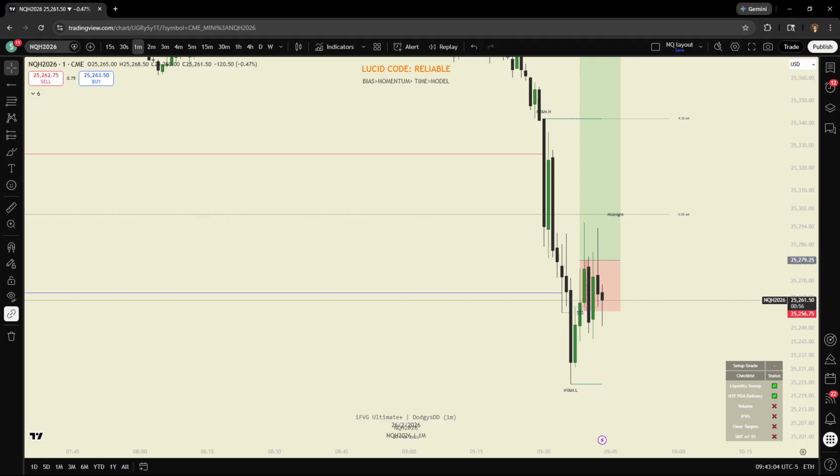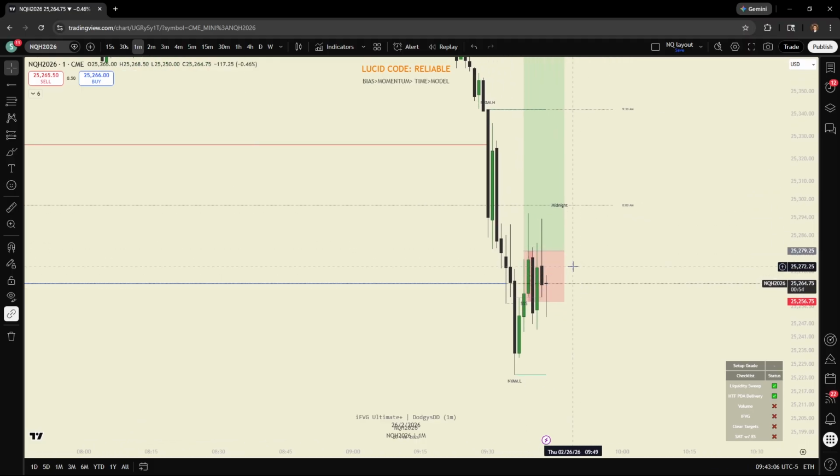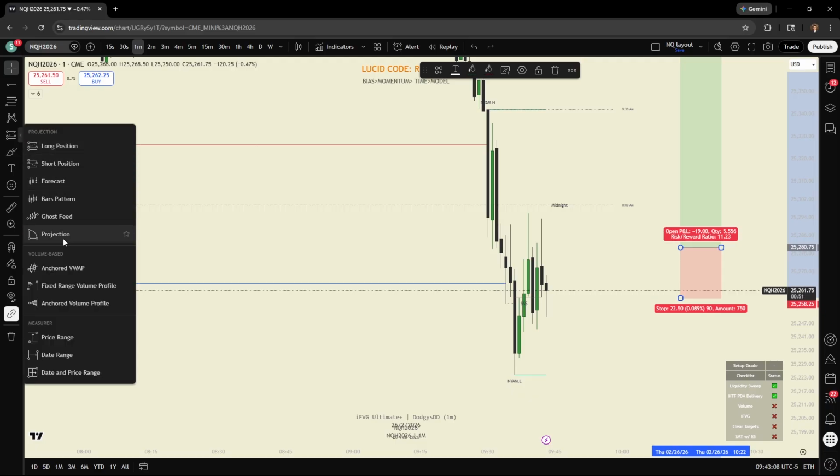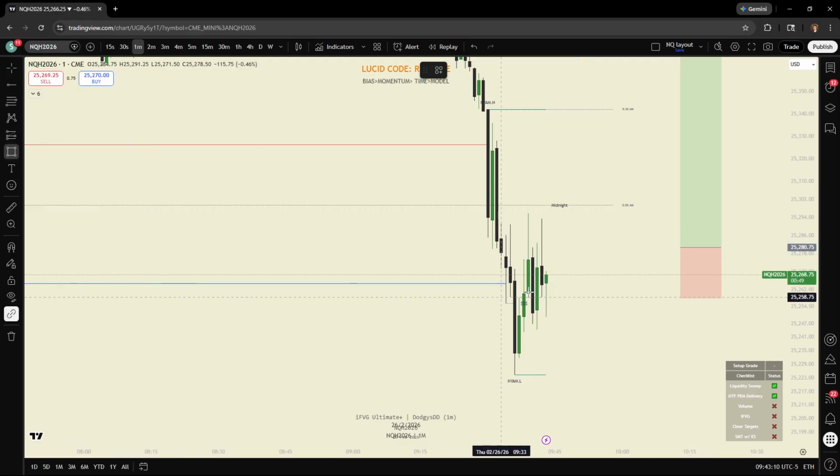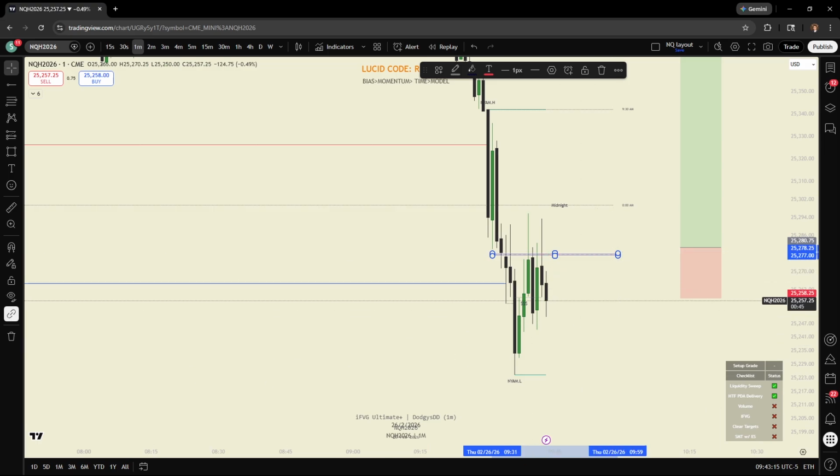Yeah, so reliable. What I would mark out here is this volume imbalance from 9:33. Pretty important level there on the 1 minute. You can see we've rejected it 4 times. So unless we break that, we're not going to go up here.